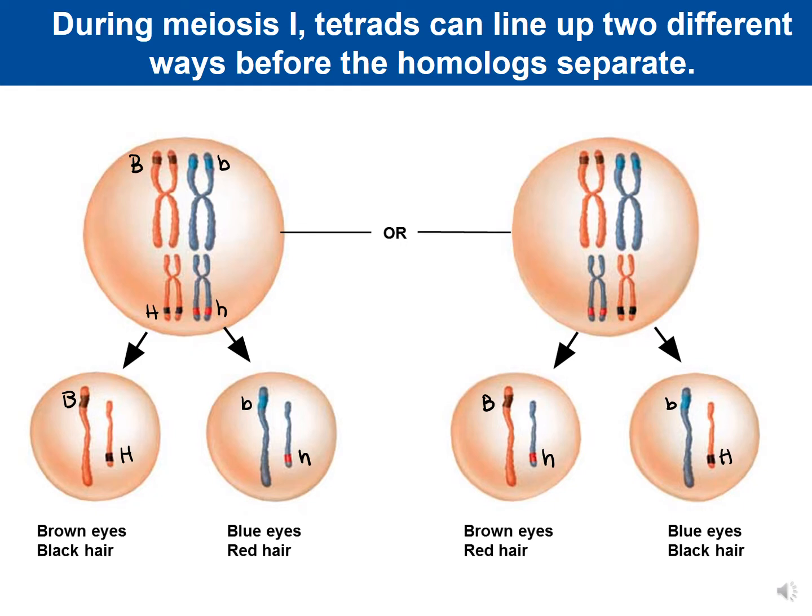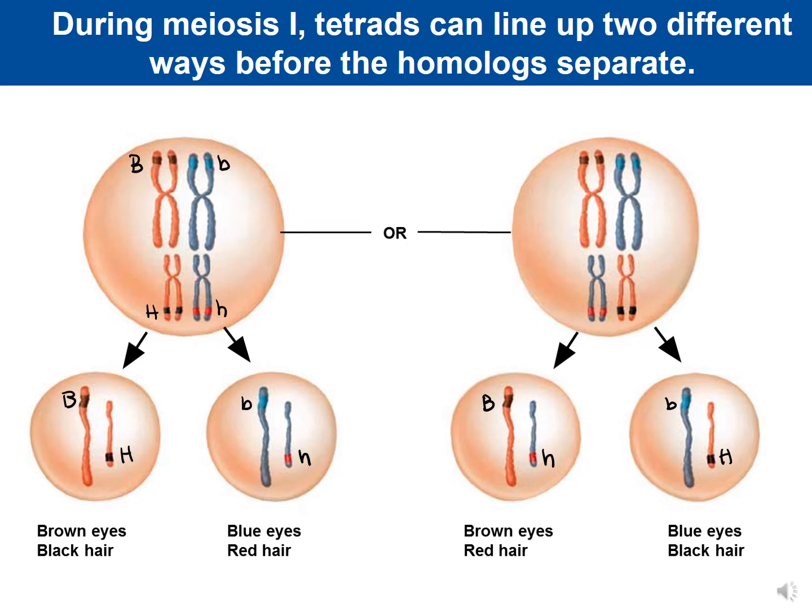This first gamete has brown eyes and black hair. The next one has blue eyes and red hair. The next one has brown eyes and red hair. And the next one has blue eyes and black hair. And so this, again, is going to be independent assortment.